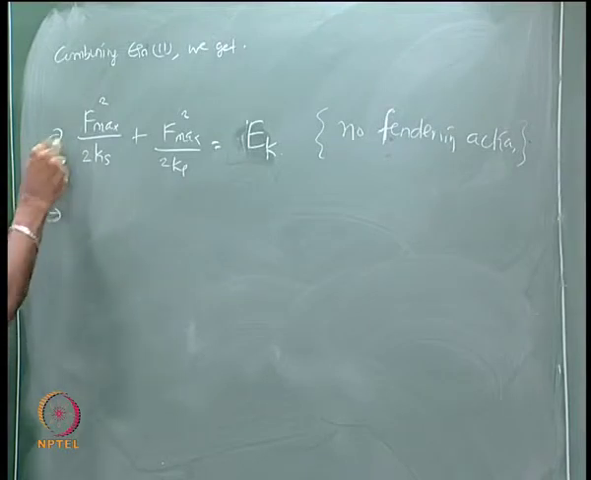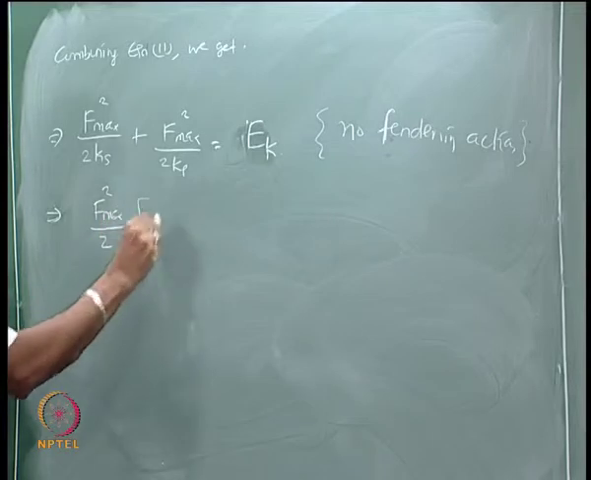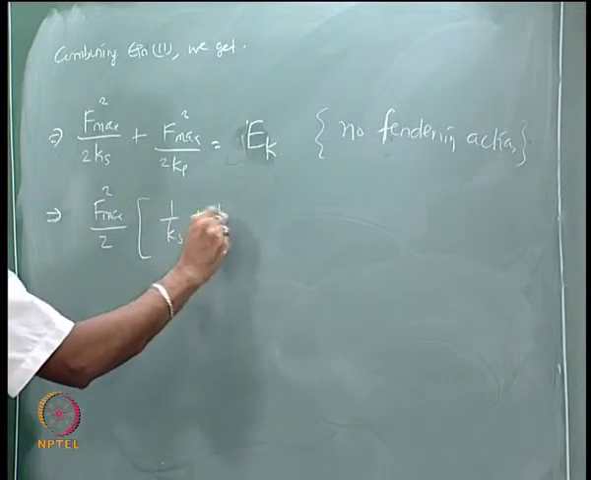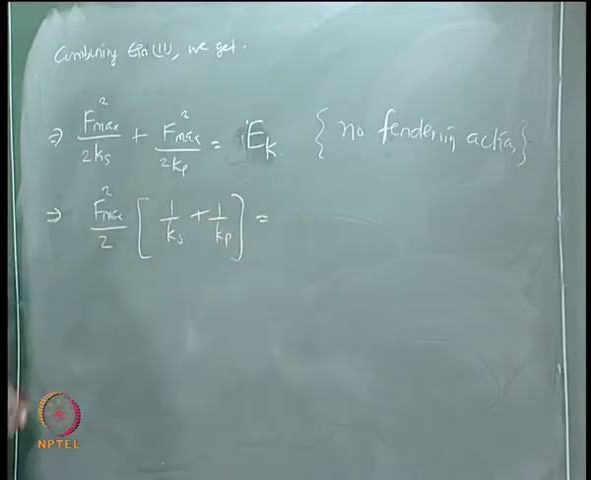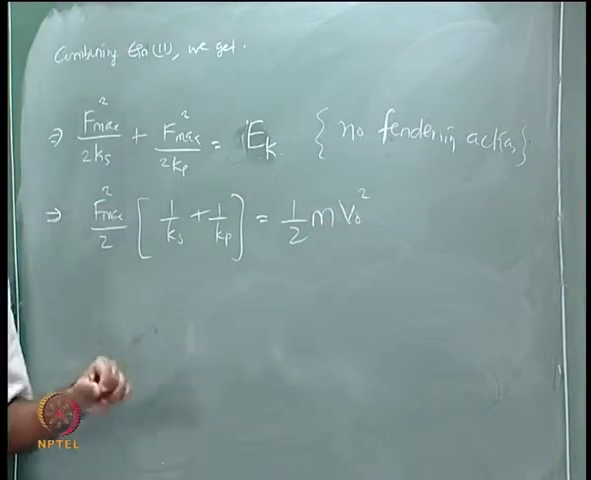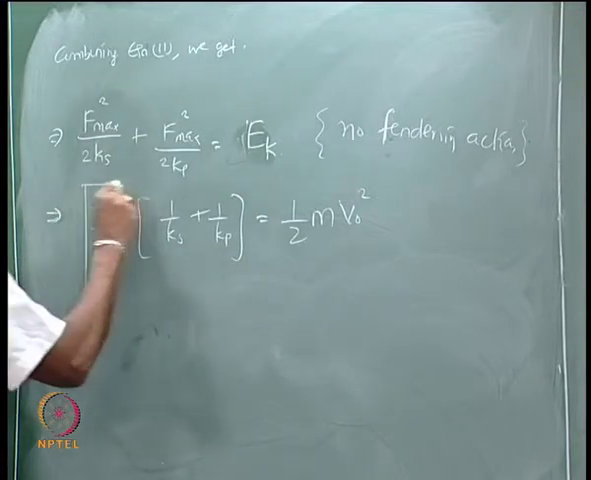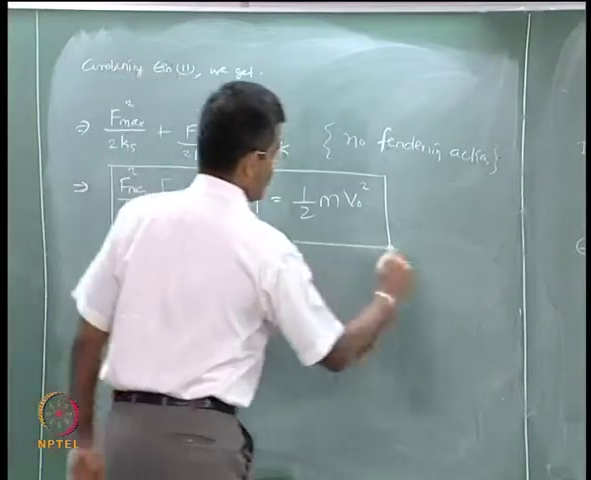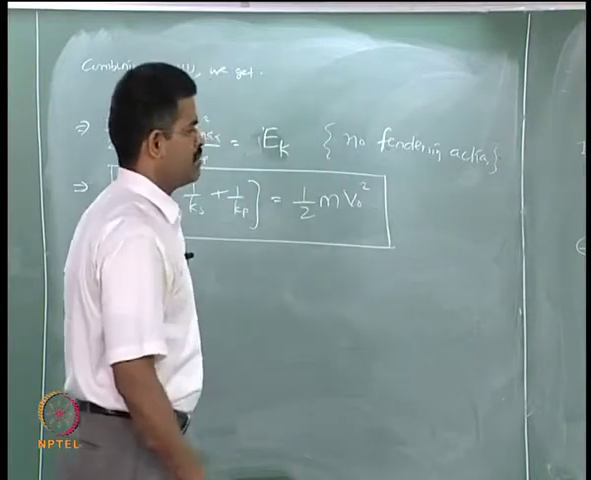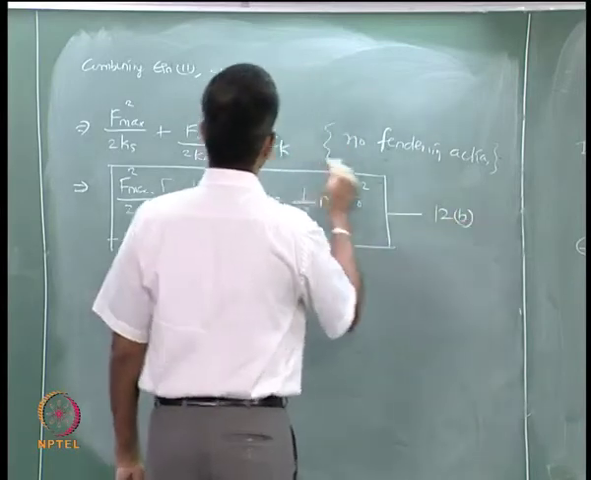So, that implies F max square by 2 into 1 by Ks plus 1 by Kp is half m V naught square, that is my kinetic energy. You can also find out F max from this equation, alternatively using the conservation of energy. I call this equation number 12b, this is 12a.